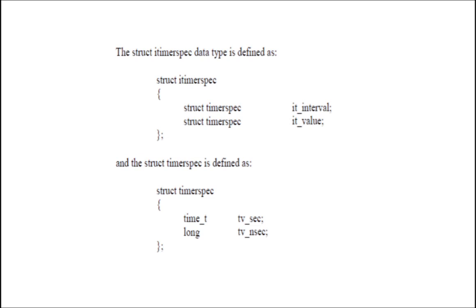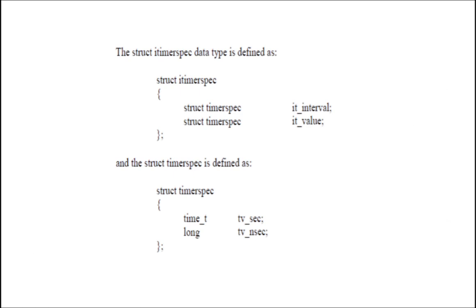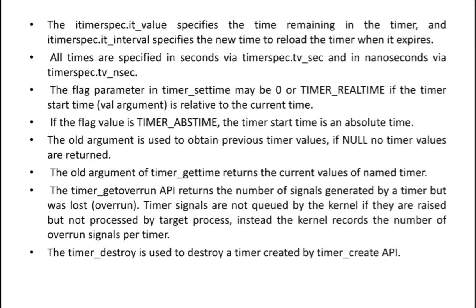Next, whatever values you define for the timer, for example, the times can be specified in seconds, or the time measurements can be specified in nanoseconds. You can see there. If you want to specify your timer interval in seconds, you can use this. Suppose you want to specify your timer values in nanoseconds, you can use this. Hope you are understanding, right?